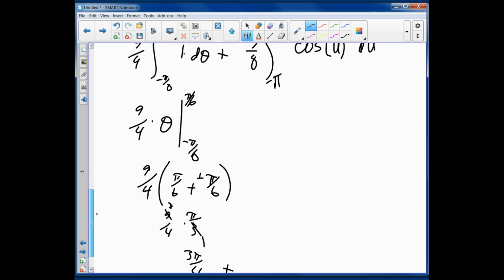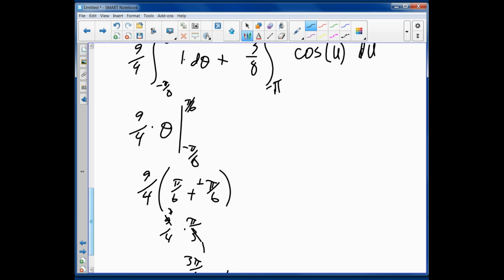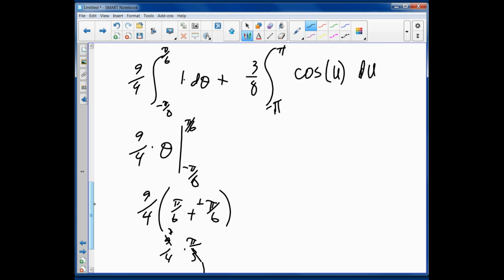Now we're going to do this integral. So this is 3/8. What's the integral of cosine? Sine of u evaluated from negative pi to pi. What's sine of pi? Zero. So it's 3/8 times 0 minus sine of negative pi, 0. So what's the answer? 0. The answer is 3 pi over 4. Yay!